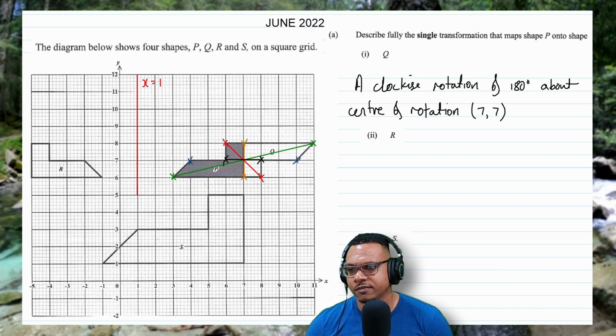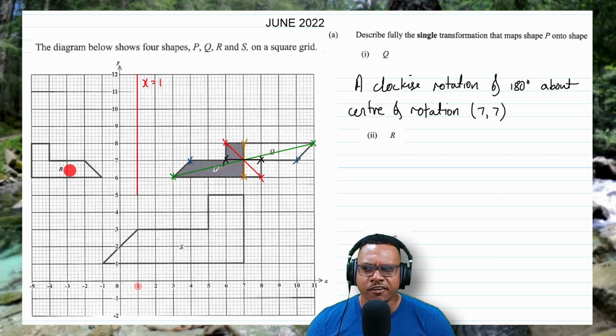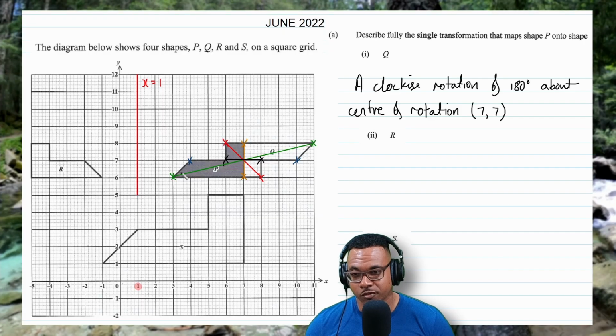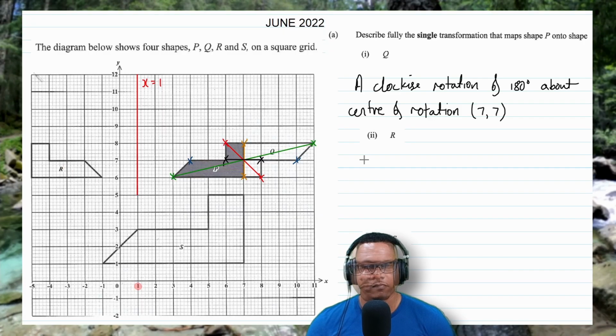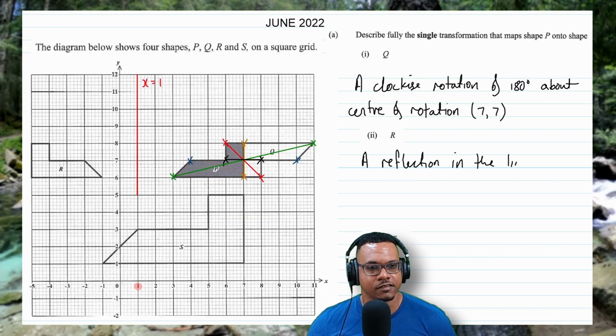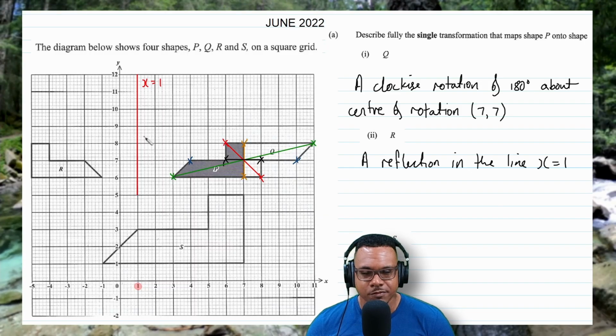That's the mirror line. All right, so R is a reflection of P in the mirror line x is equal to 1. And that will be a single transformation that will map P onto R. So I'm going to put a reflection in the line x is equal to 1. And that's because this line will come down and touch the x-axis at 1. All right, so that's why it's called x is equal to 1.